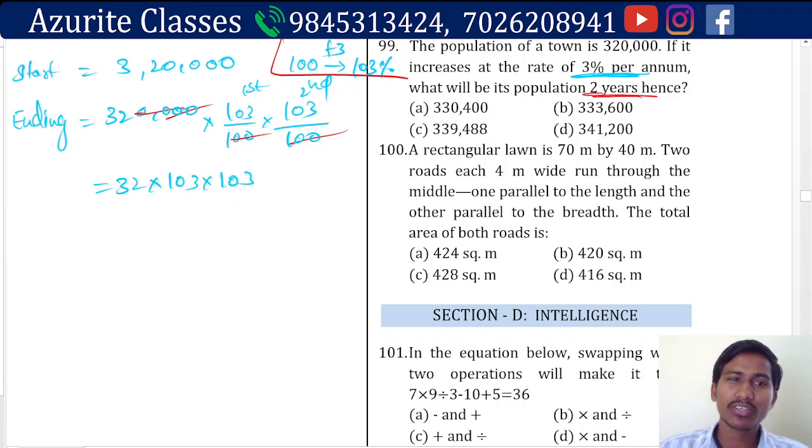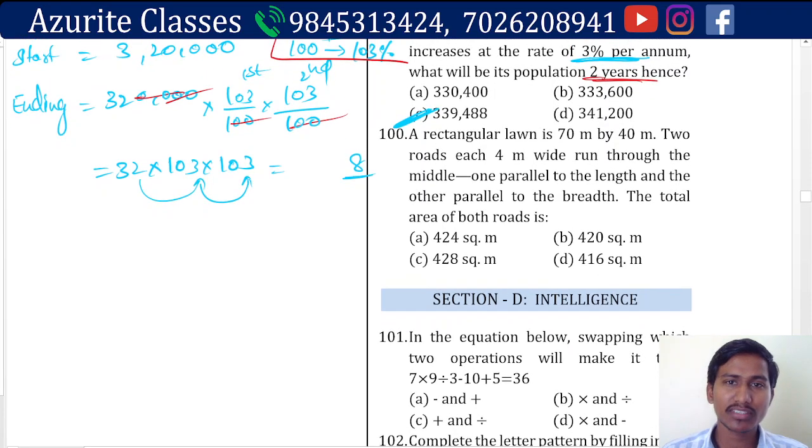Okay, so what will we do? 2 3s are 6, 6 3s are 18. So the unit digit will be 8. So the option is option C. Unit digit will be 8. Option C is the correct answer, 3,39,000. Next, that is the 100th question.